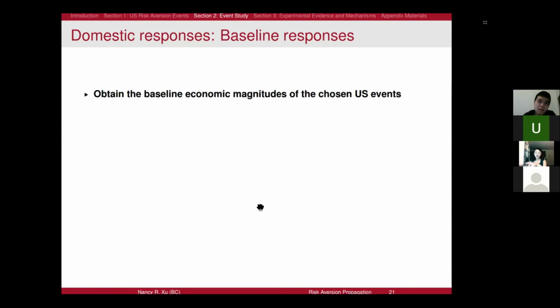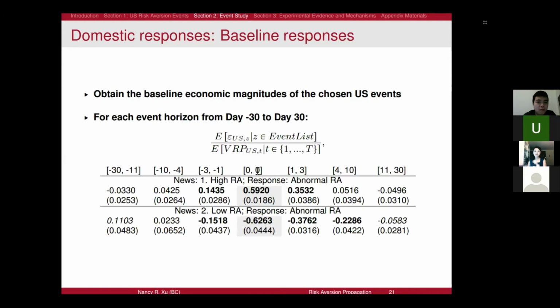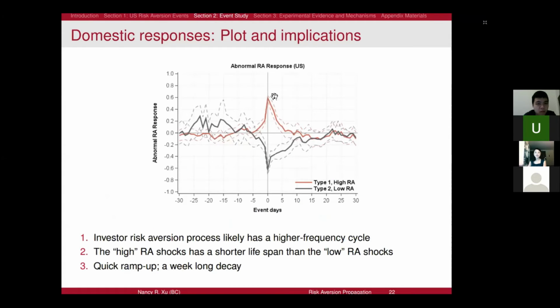Event study. So now, hopefully I've convinced you about my event selection. First, I need to identify the changes of the risk aversion in the US on the high risk aversion event days versus the low risk aversion event days. And that's where the 59% and negative 63% came from, right? On the event days, this is the percentage increase or decrease of US risk aversion compared to an expectation level. Quite symmetric, right? And this is the plot. I'm not going to repeat myself, but you also observe some interesting features. For instance, it's quite short-lived. It kind of goes back after a week. Think about 5 days as 1 trading week.